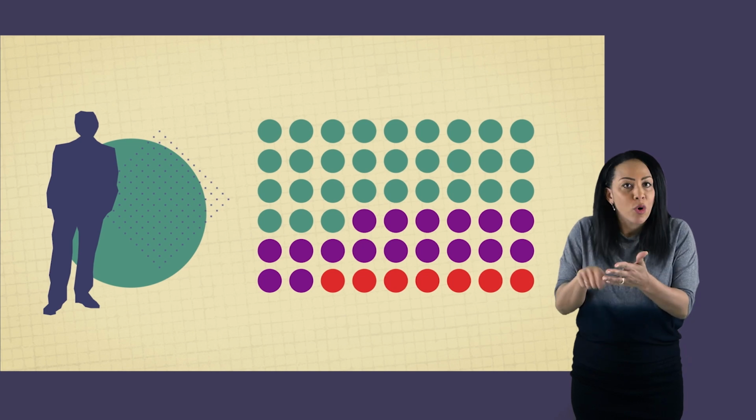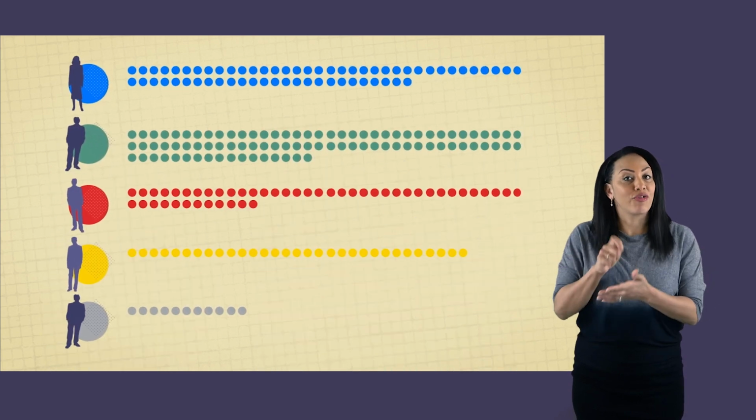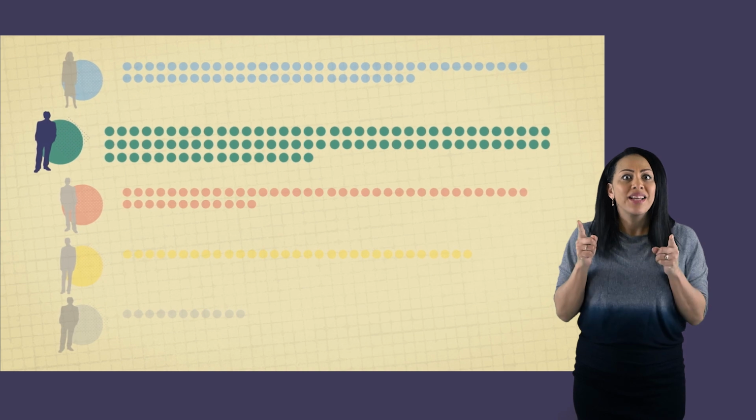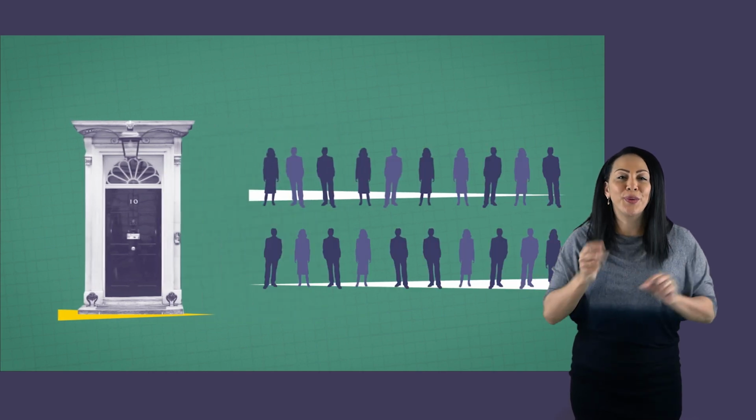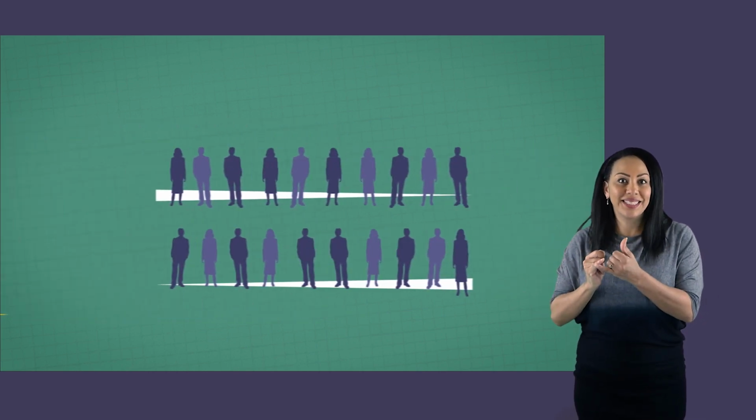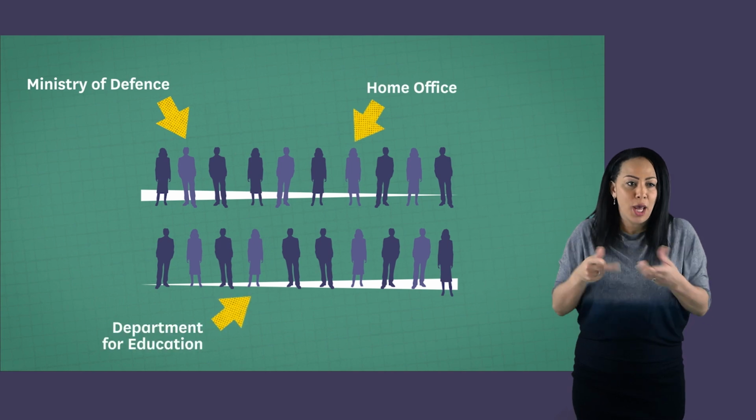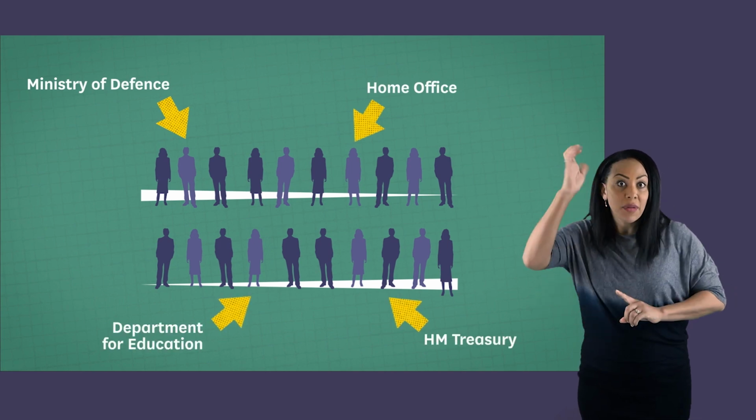After a general election, the leader of the party that has the most MPs elected becomes the Prime Minister. They lead the government and appoint around 20 senior ministers to form the cabinet. These ministers coordinate the work of different government departments.